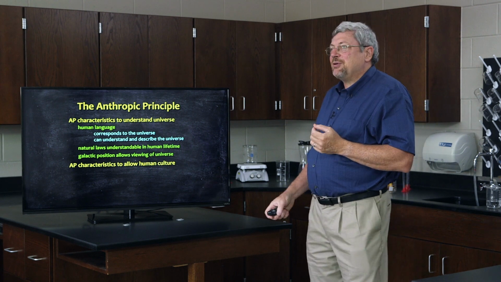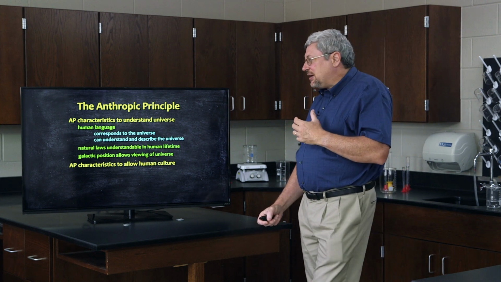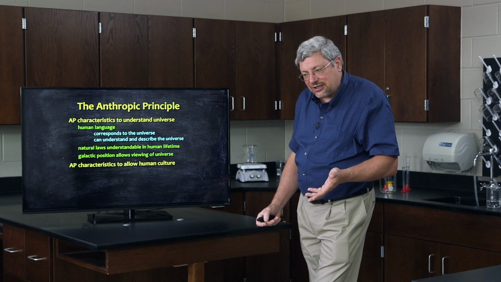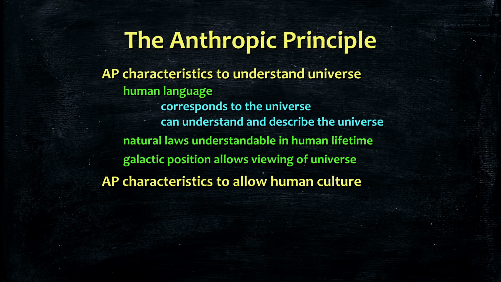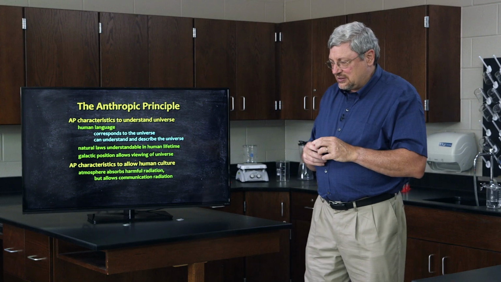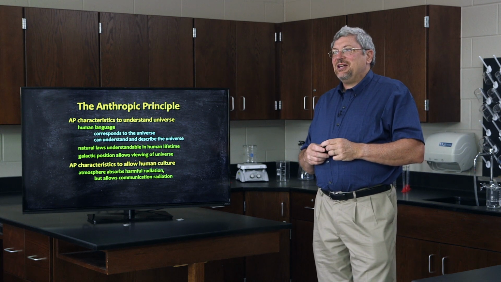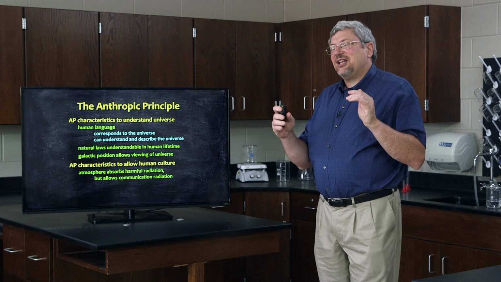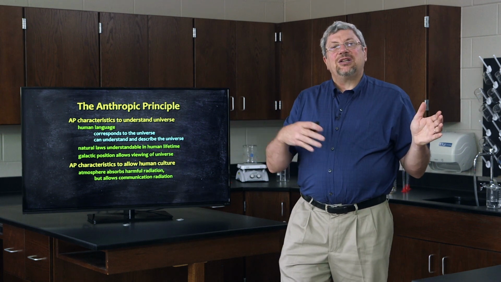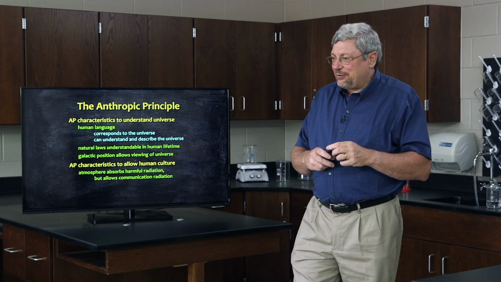There's also anthropic principle characteristics that are good for culture development. Again, not for our existence per se, but that we can develop the kind of culture we have developed. For example, we have this extraordinary atmosphere that not only provides the heat, the temperature we need to exist, and protects us from harmful radiation, but it allows us to communicate, put it that way.